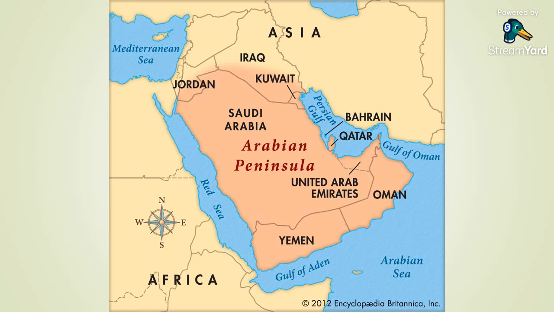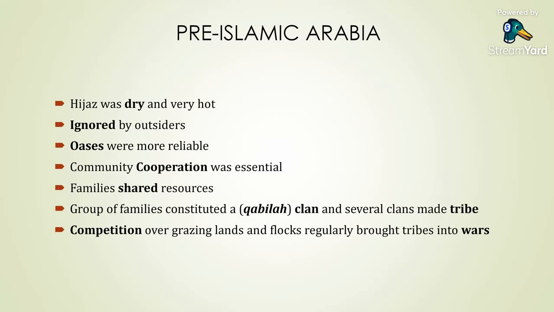Let me show you. Yeah, this is the map of the Arabian Peninsula. In the south we have Yemen and Oman, and in the north we have Kuwait, Jordan, Iraq. This is the modern map, and you can also see the Red Sea and Arabian Sea and Persian Gulf. This part was ignored by the outsiders, and oases were the more reliable sources of the food, water, and other things.